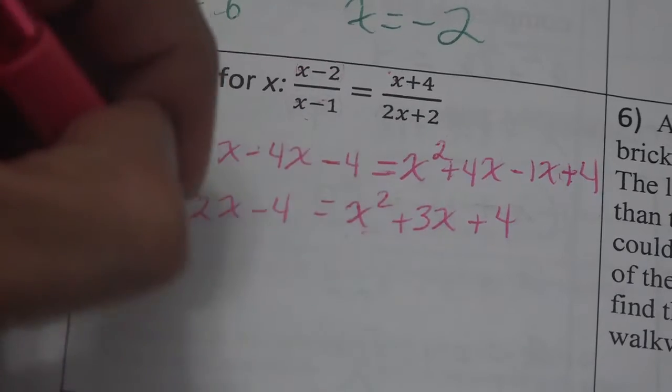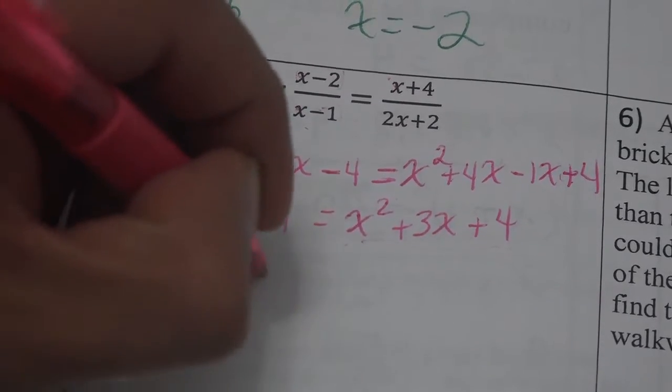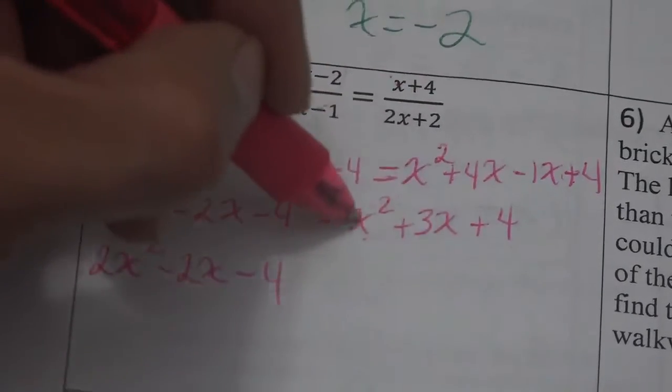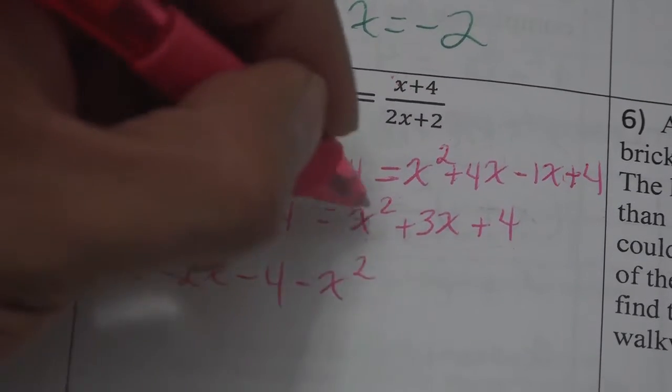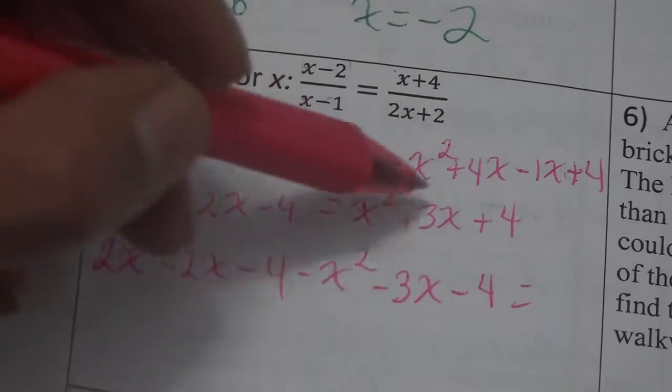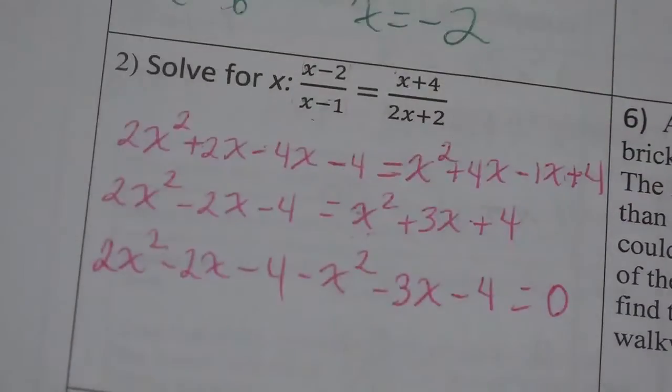So I write 2x squared minus 2x minus 4. And now let's start making each of these equal to 0. So minus x squared is no longer here. Minus 3x, I'm putting it on the other side. And minus 4. And now everything has been gotten rid of. So this is 0.